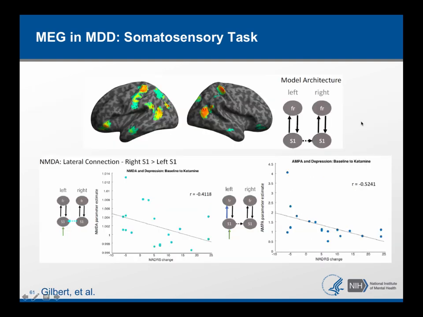We can also look at this task in terms of connectivity. This is using a method called dynamic causal modeling, and an architecture looking at somatosensory cortex as well as frontal cortex. What was found here was some nice correlations between NMDA parameter estimates between the left and right somatosensory cortex and the response to ketamine. And then on the feed forward connection from somatosensory cortex to frontal cortex, the AMPA parameter was correlated with the response to depression.